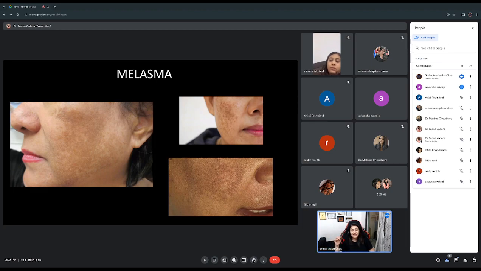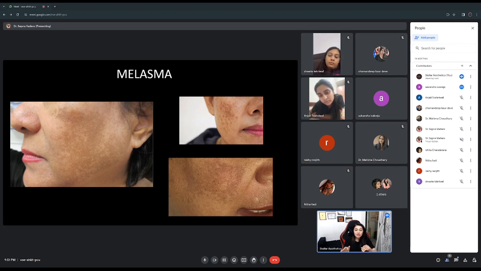Fourth, it is sun damage, but it is aggravated by certain factors, which include hormones, lifestyle, not using sunscreen, and applying too many cosmetic products. All these things make the skin weaker and weaker, and on top of it, when the sun damage happens, the melasma is there. Fifth, melasma can only be controlled. It cannot be completely removed.